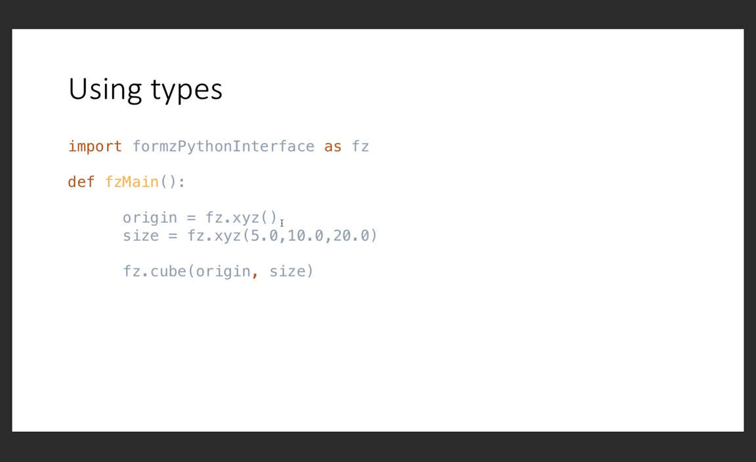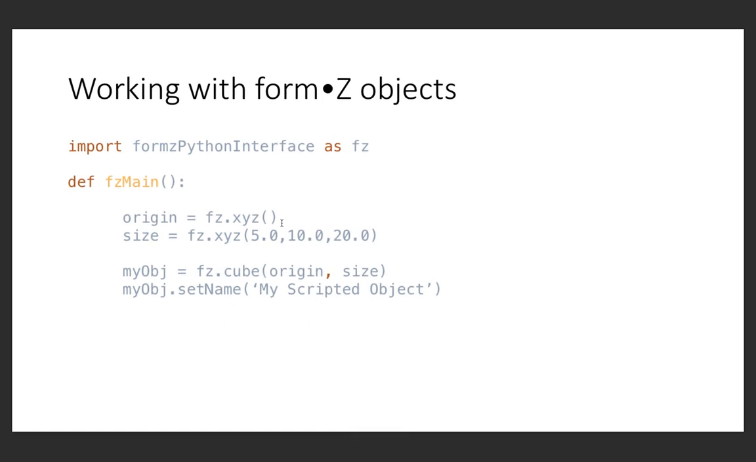Okay. Now the next thing let's look at is what happens if you want to do something with that object once you've created it. So when the cube is created, it actually returns back to the script a reference to the object that it created. So in this case, I've now caught it in a container or variable, if you will, called my obj. So in my obj now is a reference to my cube.